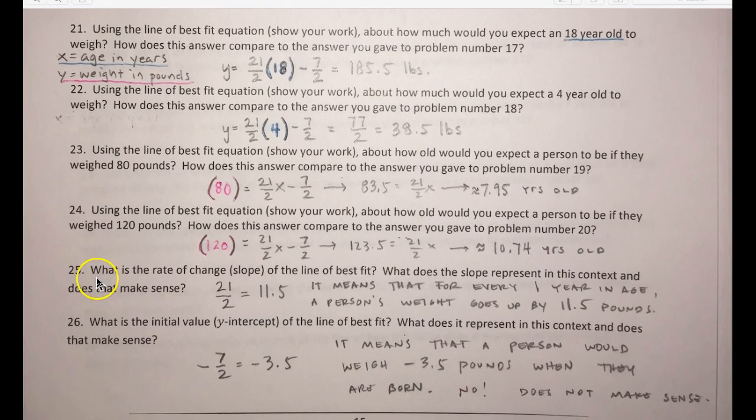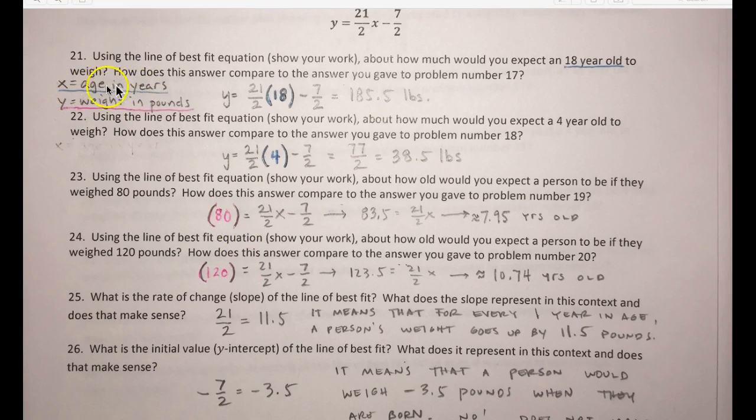This is important, guys. This will come up again and again. The rate of change of a line, the slope of a line, is always what happens to y when x goes up by 1. So since x is age in years, when x goes up by 1, it means you're turning 1 year older. So the slope means that for every 1 year you get older, you're going to gain about 11.5 pounds. Or sorry, it's 10.5 pounds. This is a misprint here. This is 10.5 pounds. So let's correct that. 10.5 pounds, because 21 over 2 is 10.5, not 11.5.